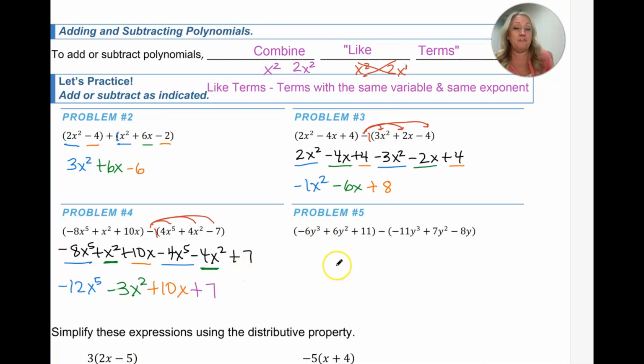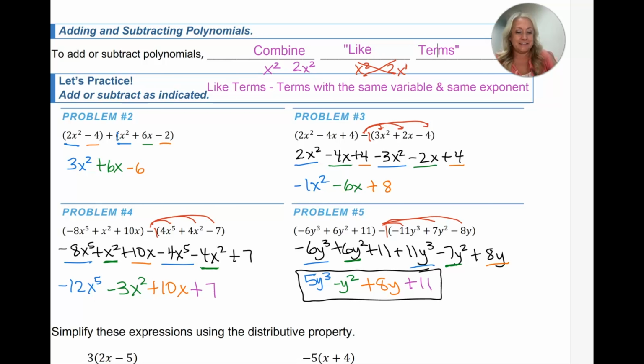Okay, for problem number 5, I want you to try this on your own. So go ahead and work through this one. Notice it's a subtract problem, so be careful with that. And then come back. So go ahead and pause your video now. And when you come back, look and see how you did.